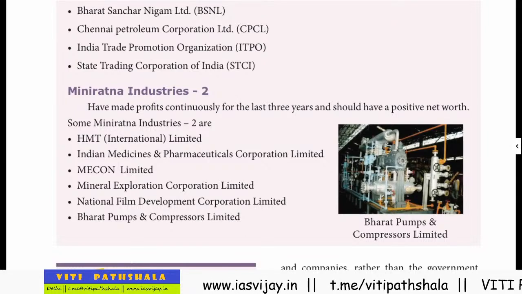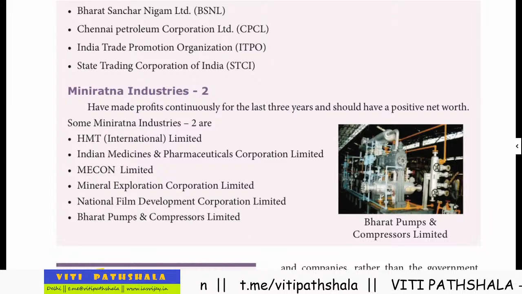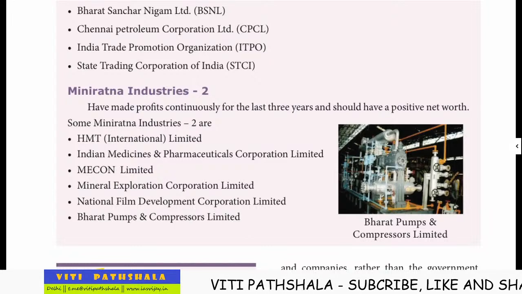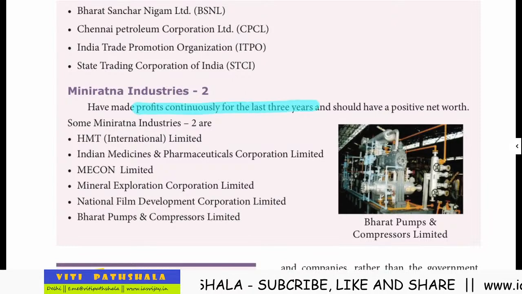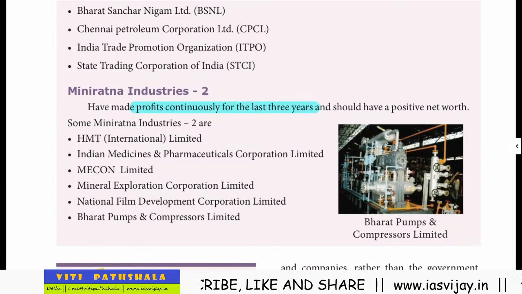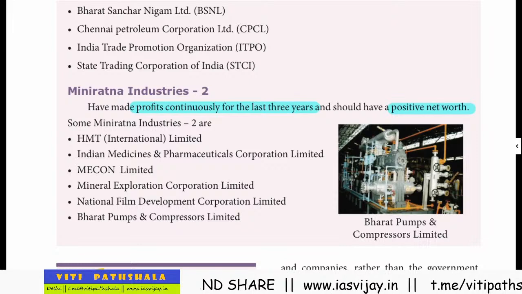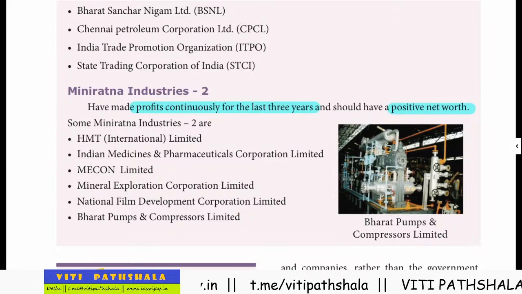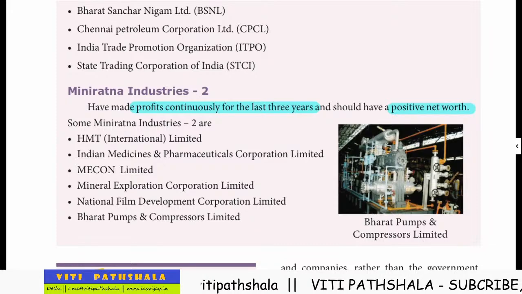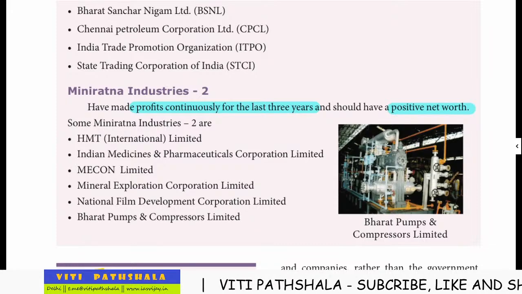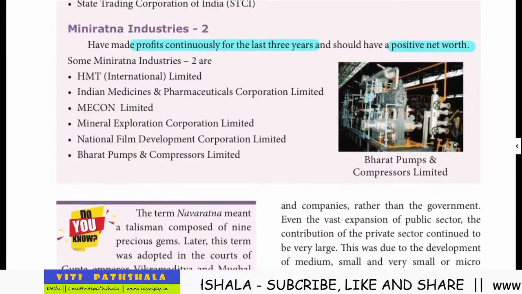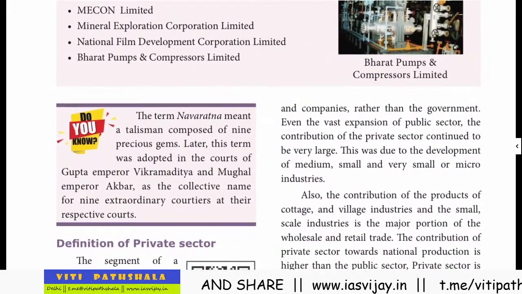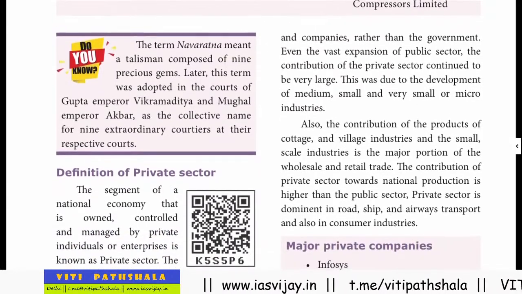Then Miniratna category II industries. What is the criteria for these? They should have made a profit continuously for the last 3 years and should have a positive net worth. Examples: HMT International Limited, Indian Medicines and Pharmaceutical Corporation Limited, Mecon Limited, Mineral Exploration Corporation Limited, National Film Development Corporation Limited, Bharat Pumps and Compressors Limited.